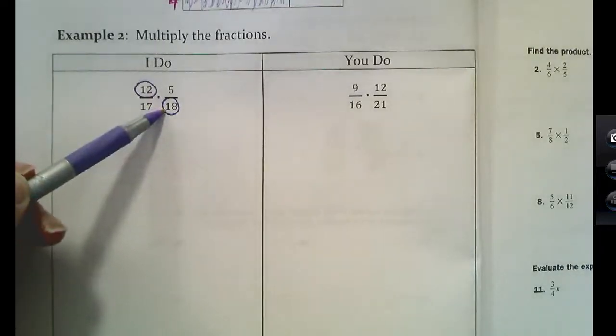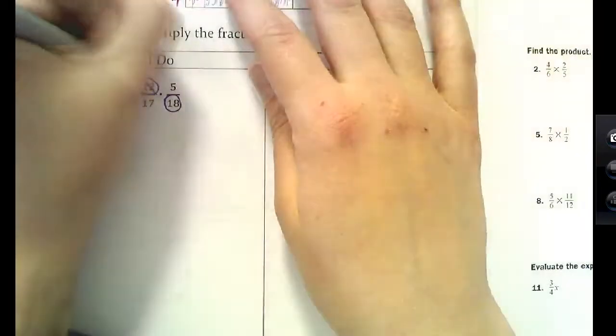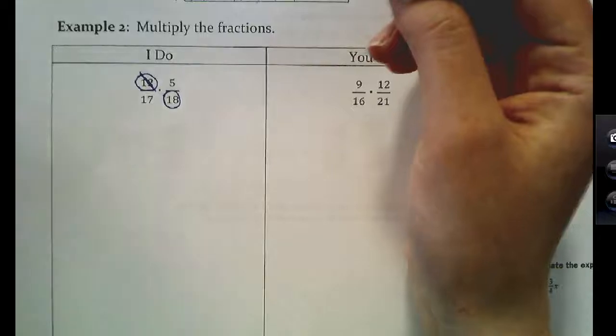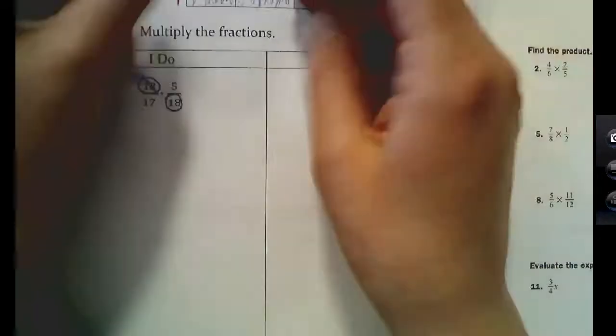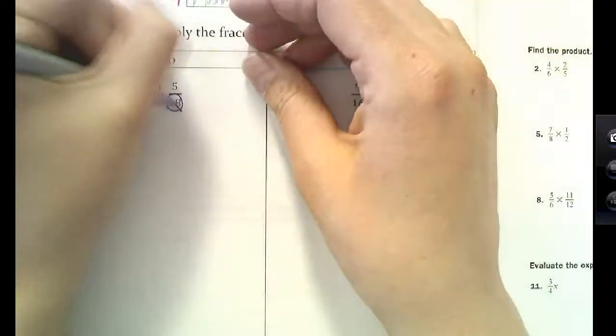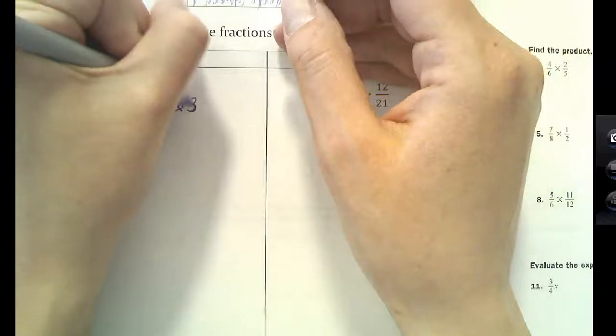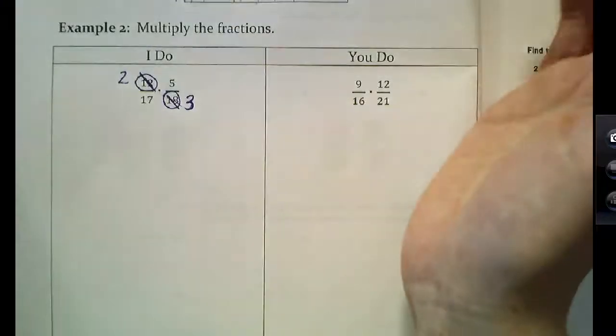Raise your hand if you can think of a number that both 12 and 18 are divisible by. What's a number that 12 and 18 can both be divided by? 6. Very good. So go ahead and cross off the 12. What is 12 divided by 6? 2. So go ahead and write a 2 in its place. Go ahead and cross off the 18. What's 18 divided by 6? 3. So you're going to write a 3 in its place. So we just made those numbers much smaller.